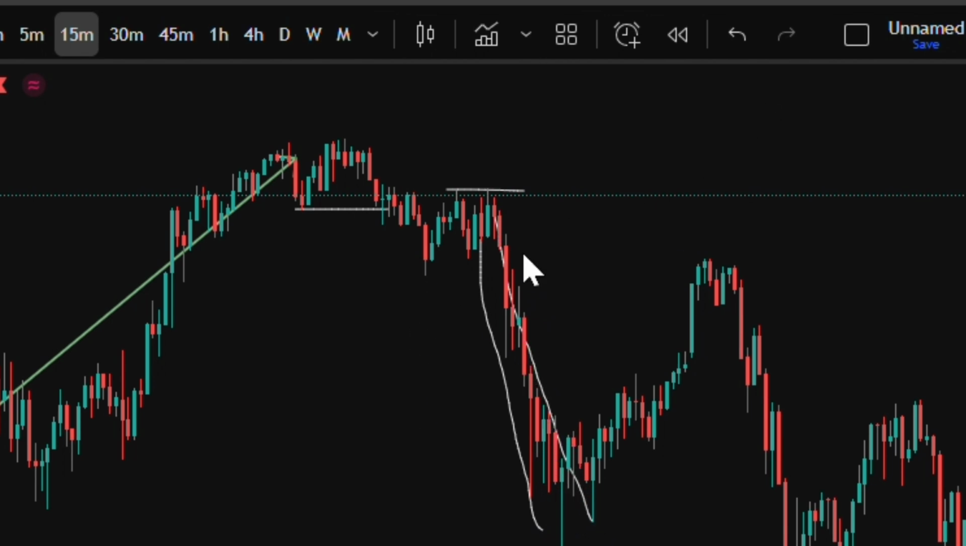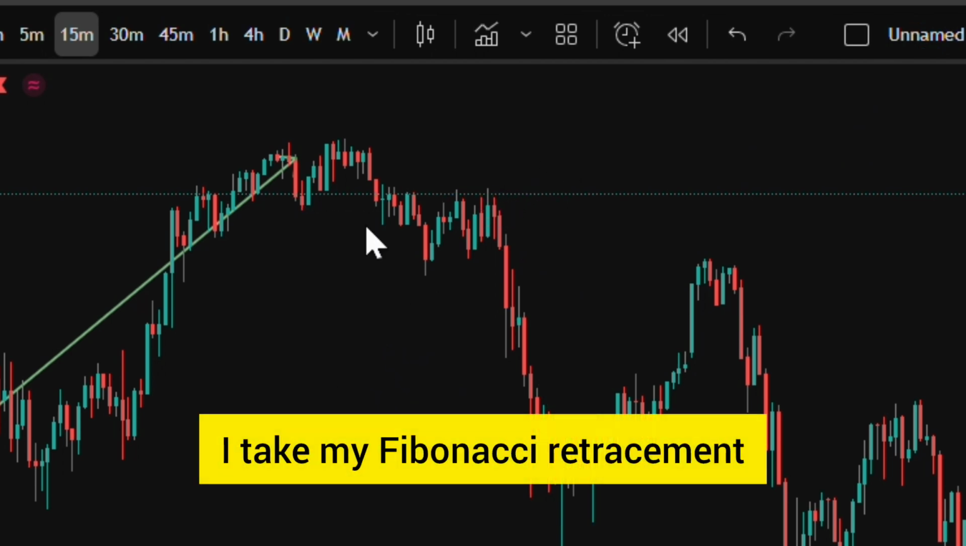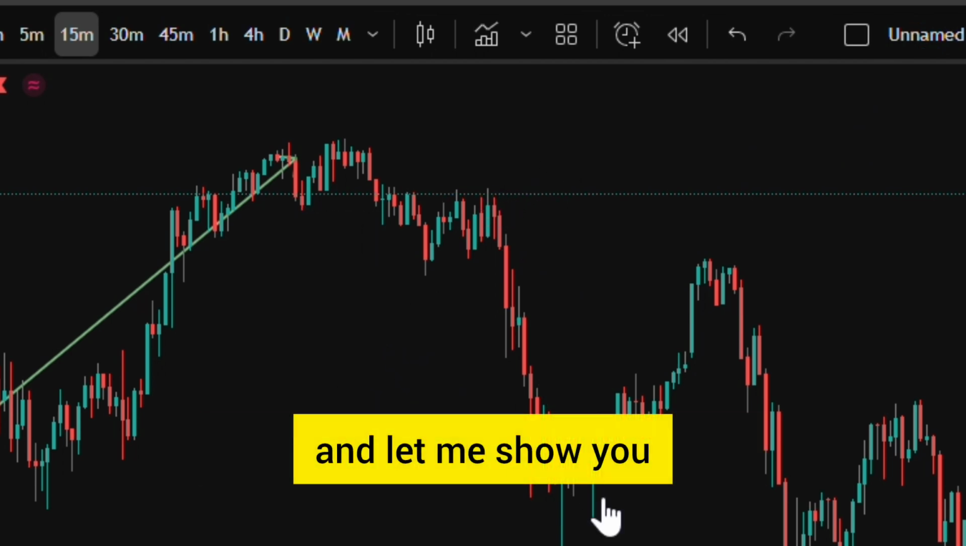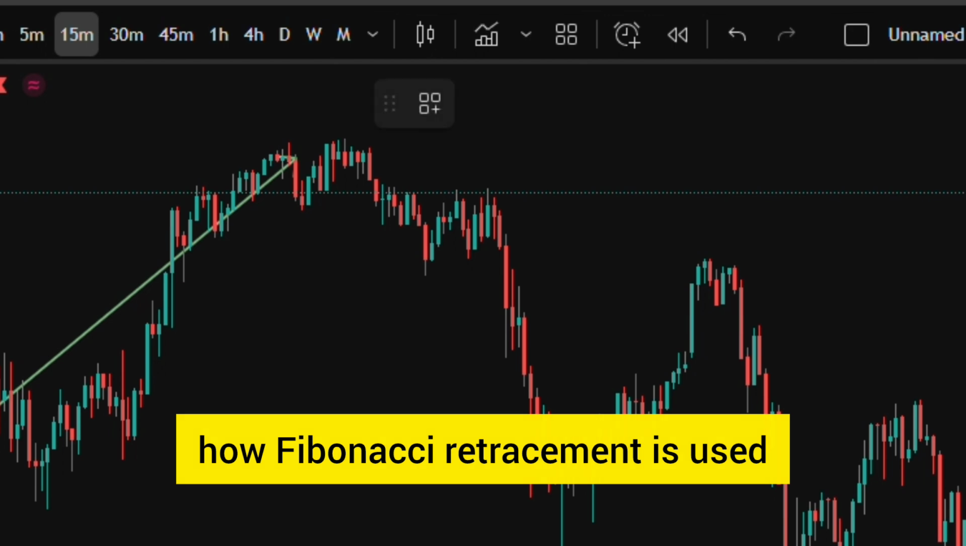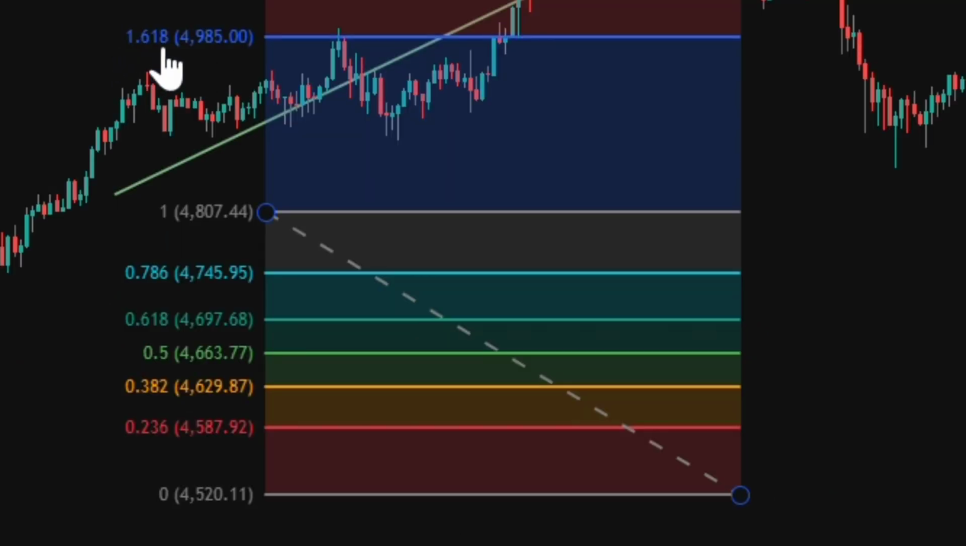So what do I do? I told you my first thing to do, I take my Fibonacci retracement, and let me show you how Fibonacci retracement is used. This 1.618 allows us to see where we can take profit. Okay, I will show you how to use it. This 1, here, it is the middle point. It has nothing to do with take profit or stop loss, but it's where we start to place our Fibonacci retracement if we are to sell.